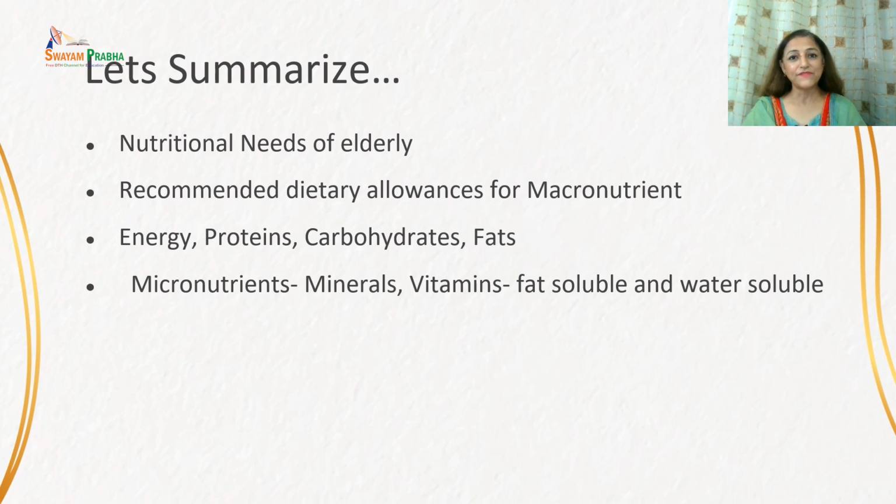Let's summarize what we have studied in this lecture. We studied about the nutritional needs of the elderly, in which we focused on the recommended dietary allowance of various nutrients. We studied the macronutrients first, including the requirements and recommendations related to energy, protein, carbohydrates, and fats. And then we studied micronutrients, in which we focused on different minerals, and after that we studied vitamins, that is fat soluble vitamins and water soluble vitamins.